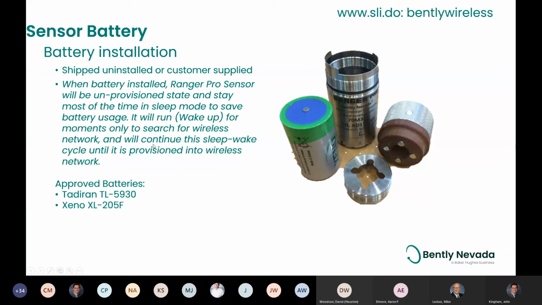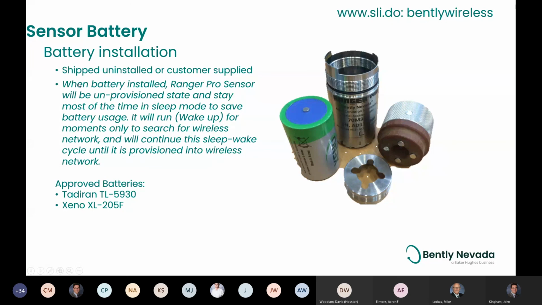So let's talk about the sensor battery. When you get your Ranger Pro, it will not have a battery installed in it. Okay, so it'll be shipped uninstalled. The battery can be shipped to you separately, or you can supply it through Amazon or Batteries Plus or some other supplier.